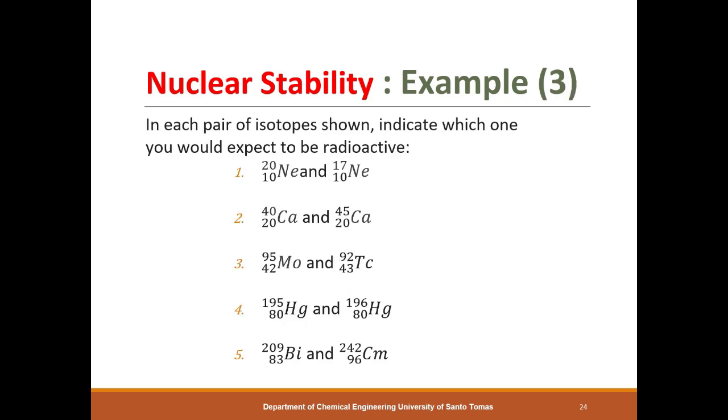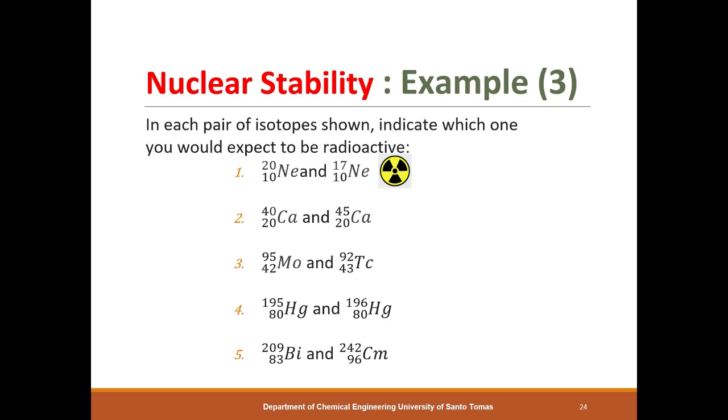Let us work on a different example in example 3. Here we are given pairs of isotopes and we are to indicate which one we would expect to be radioactive. For the first pair, we have neon-20 and neon-17. Here neon-17 should be radioactive. It falls below the belt of stability, having a low N/P ratio.